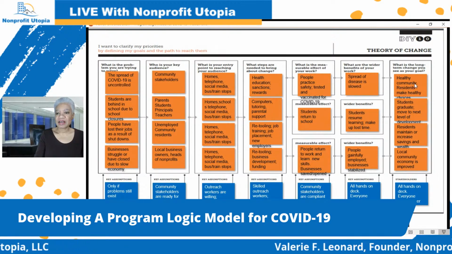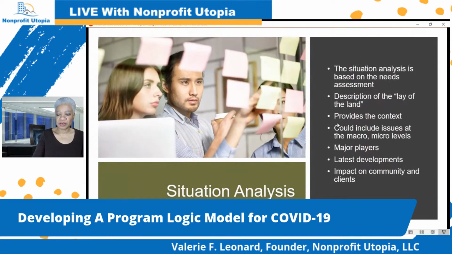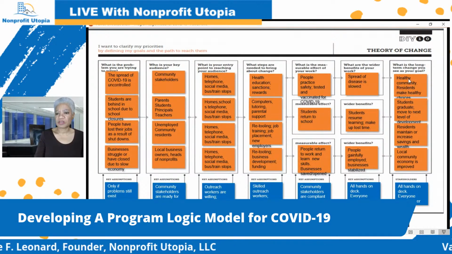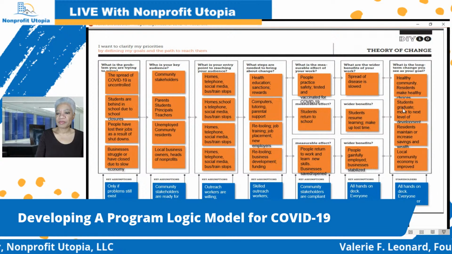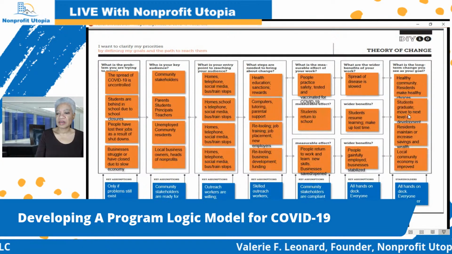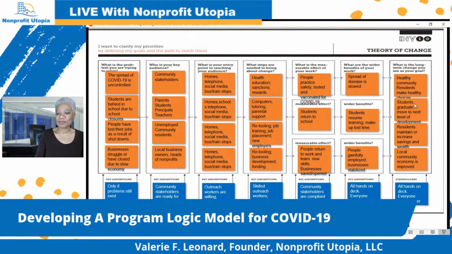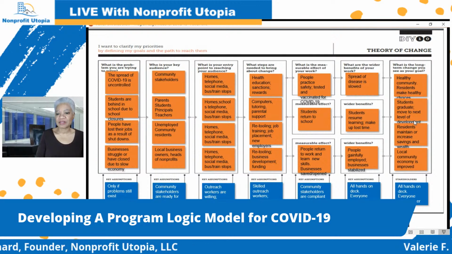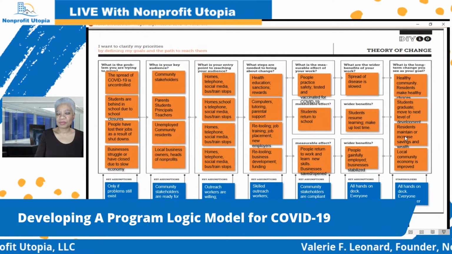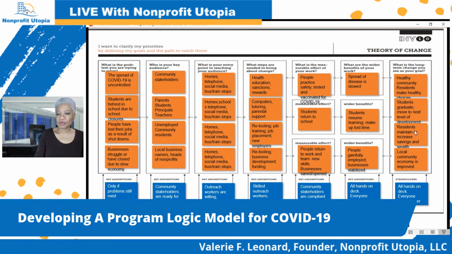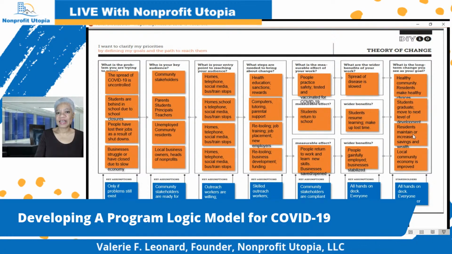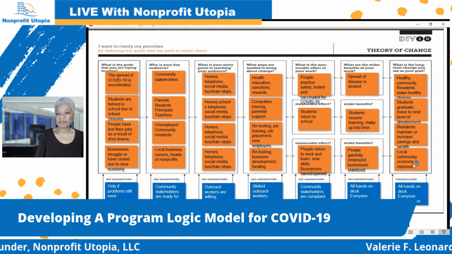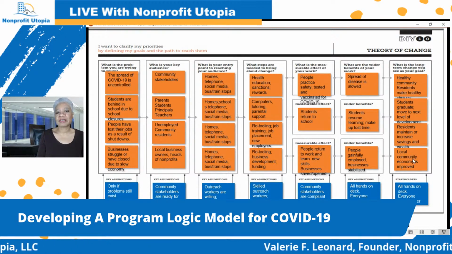And then what is the long-term change you're looking for? So what's your long-term goal? You want to see healthy community residents make healthy choices. You want students to graduate and move to the next level of development, because right now a number of kids are out of school and they're not necessarily being engaged with the computer. You want to make sure that residents maintain or increase their savings, and they can't do that if they're not working, right? And then you want to make sure that the local economy is improved.